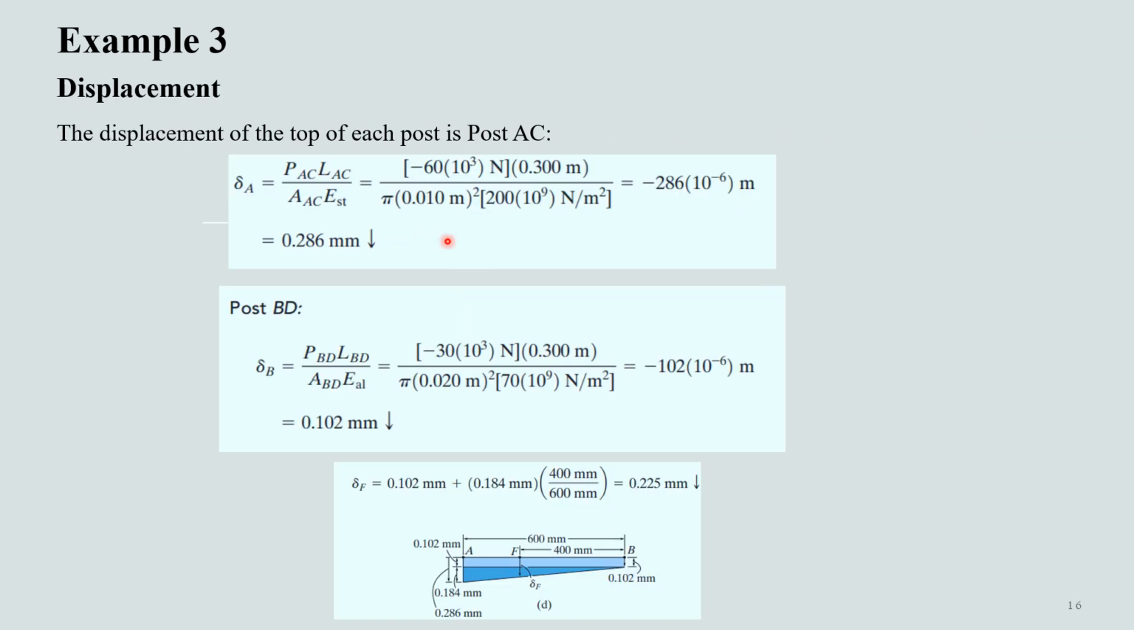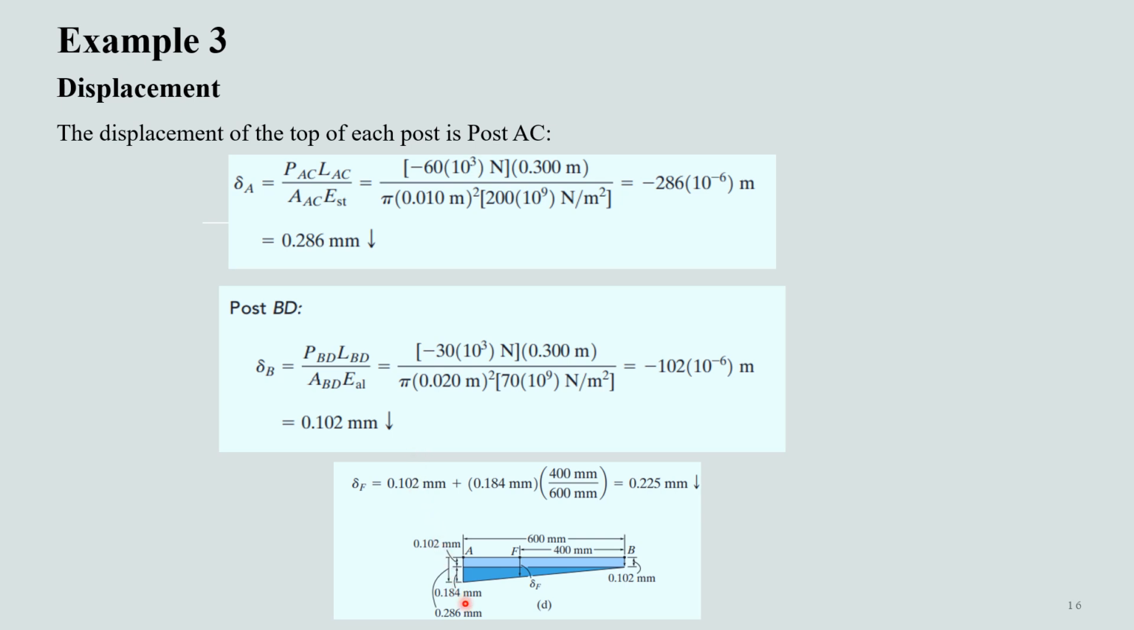Now the displacement of the top of each post: in post AC, the displacement is determined using the length of AC, the area of AC, and the force of minus 60 kilonewton acting on that post, and the displacement comes out as 0.286 millimeter. Similarly, for post BD, the displacement comes out as 0.102 millimeter.